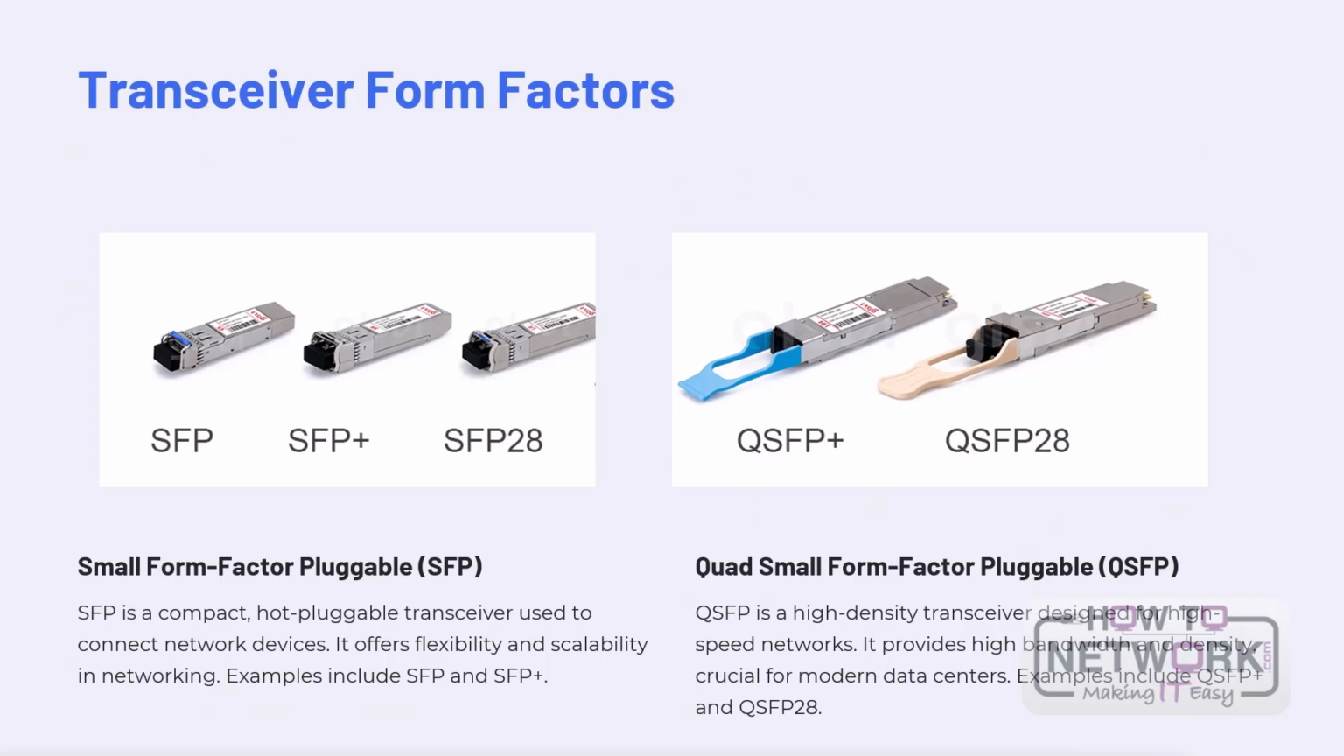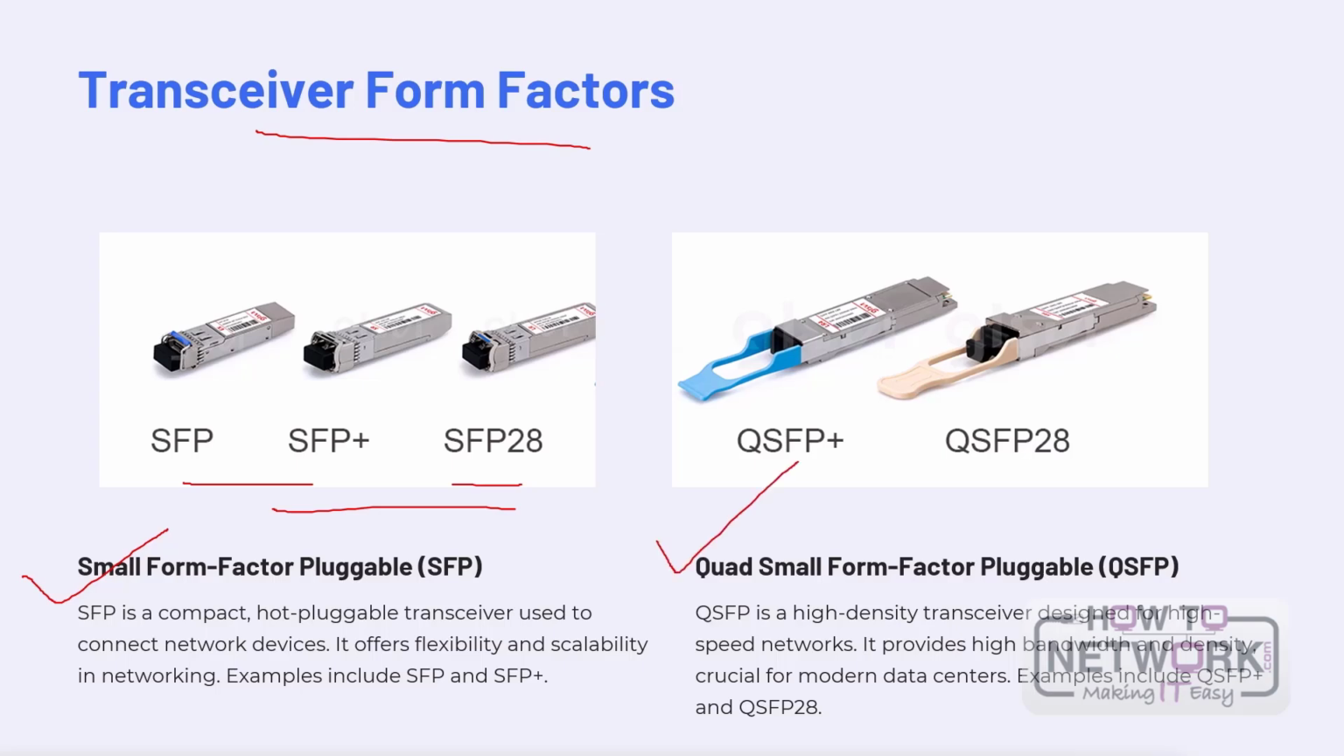Let's talk about transceiver form factors. So we have the SFPs, or small form factor pluggable. SFP is a compact, hot pluggable transceiver that is used to connect network devices. It offers flexibility and scalability in networking. These transceivers are typically used in gigabit or 1G to 10G Ethernet applications, and they're commonly found in switches, routers, and other network devices. Examples include SFP, SFP Plus, and SFP28.